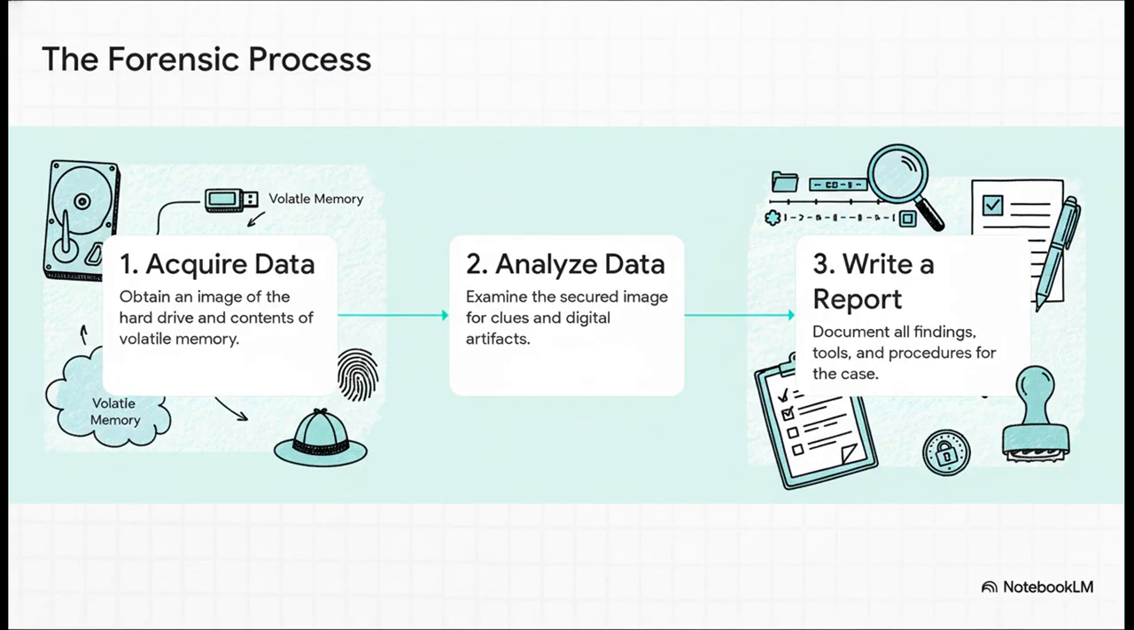First up, acquire. And rule number one is you never work on the original evidence, ever. You make a perfect, bit-for-bit copy, an exact clone, sometimes called a forensic image. This is so important because it saves everything, even data a normal copy-paste would destroy. Then, stage two, analyze. All the detective work happens only on that verified copy. And finally, you write the report where every single step you took is documented in painstaking detail. That's the process that turns messy, temporary data into rock-solid evidence.